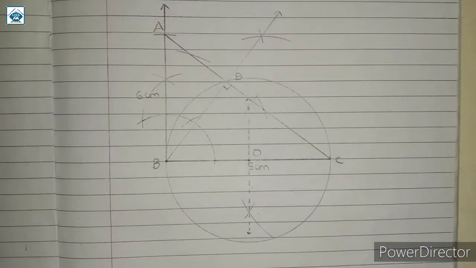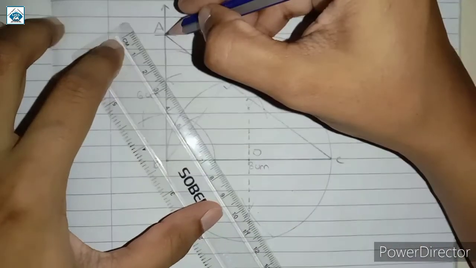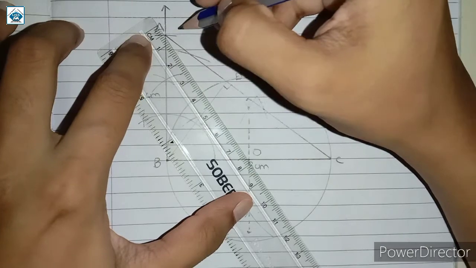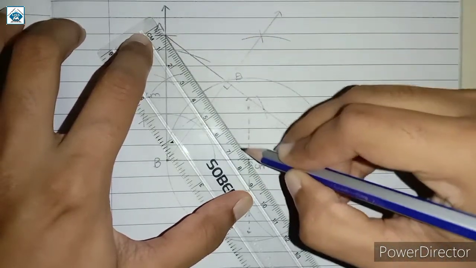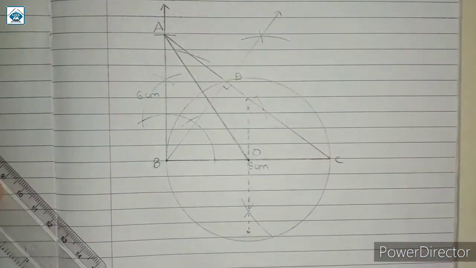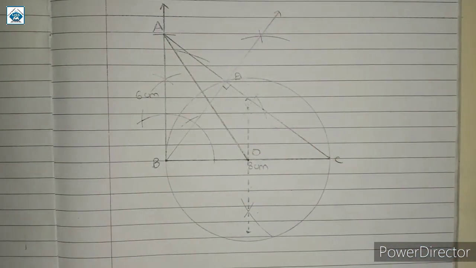So for this the steps are same like we used to do previously. आपको A और O को join करना है like this. After that ये distance को आपको bisect करना है. तो bisect करने का method same है.